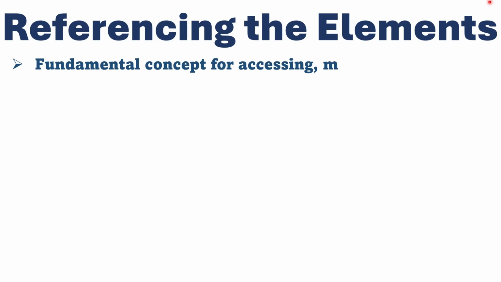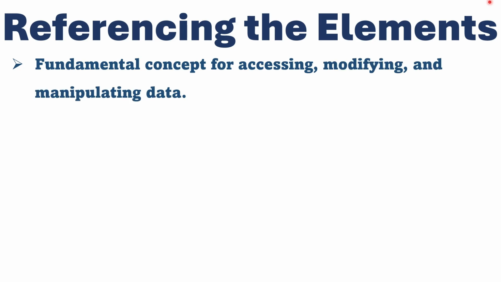Now let's see what referencing elements in the matrix is. Referencing elements in a MATLAB matrix is a fundamental concept for accessing, modifying, and manipulating data. Let's look at a basic syntax and then see how referencing works in the MATLAB matrix. So here I wrote a very simple statement: A is equal to 1 space 2, then a semicolon, then 3 space 4, and then I close the square bracket and again the semicolon. Very simple syntax, I'm going to explain it here.